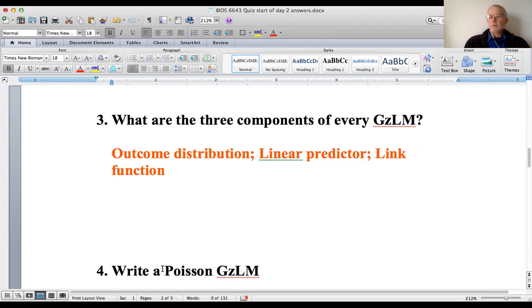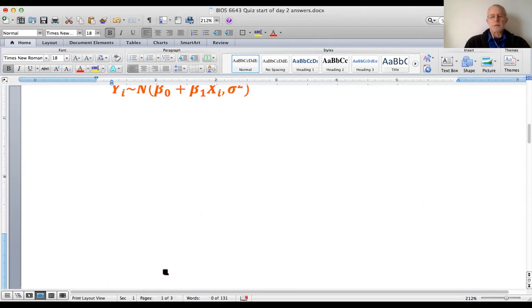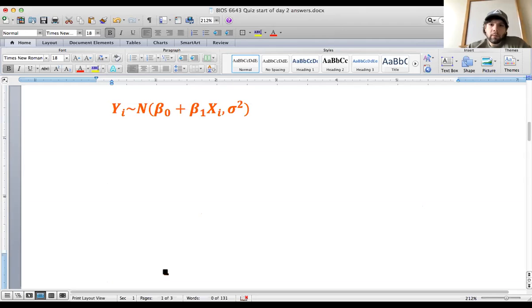Okay, write down a Poisson generalized linear model. We just got some hints up here from this one. So what would you have to change to make this one Poisson? You change normal to Poisson distribution and then you'd exponentiate your predictor. Yep, exactly. Those two things.